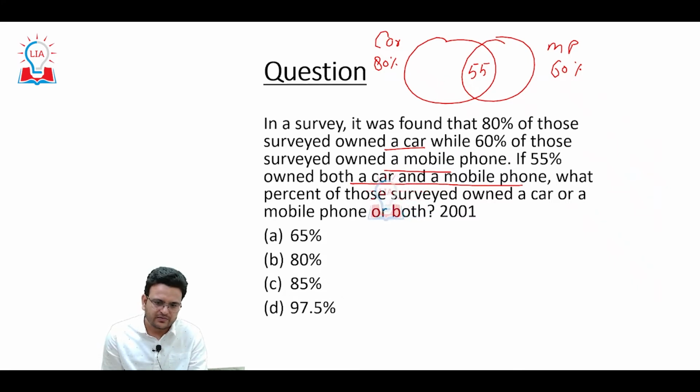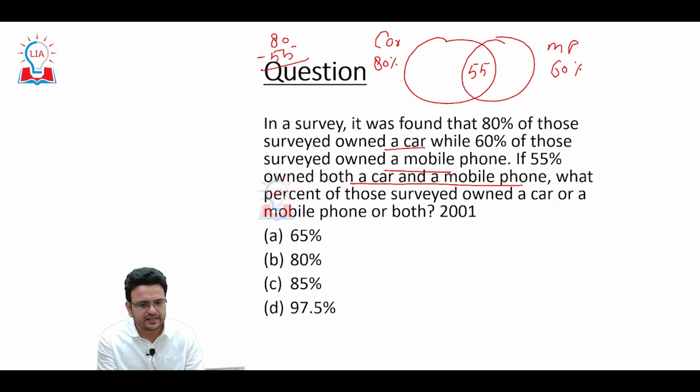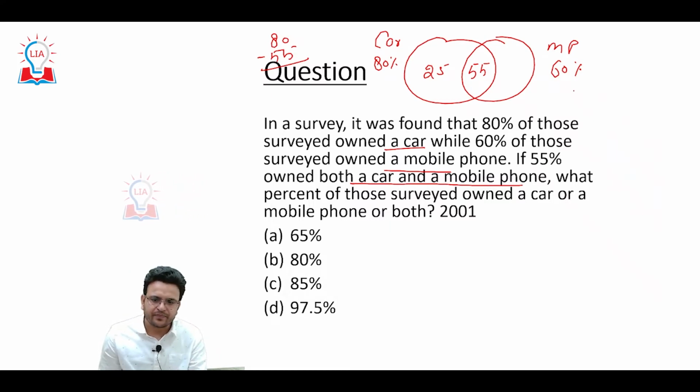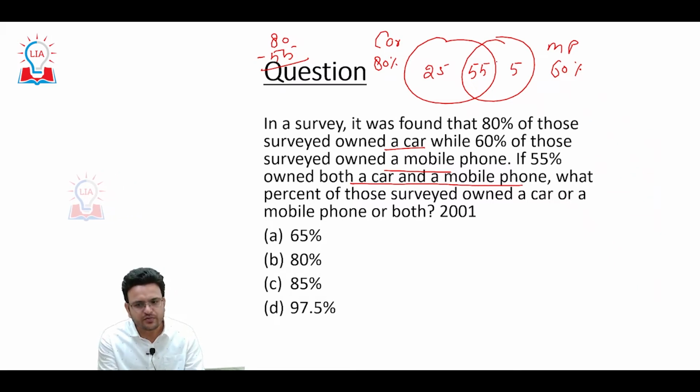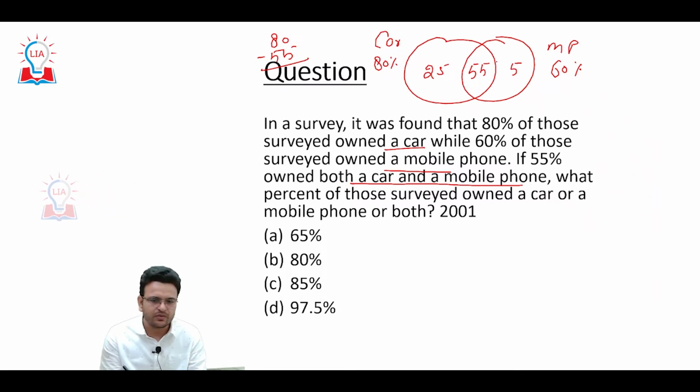So here we know that only car is 80 minus 55, it will be 25. So 25% of people own only a car. 60 minus 55 becomes 5%. So 5% have only a mobile phone. So we have only car, only mobile phone, and both car and mobile phone.